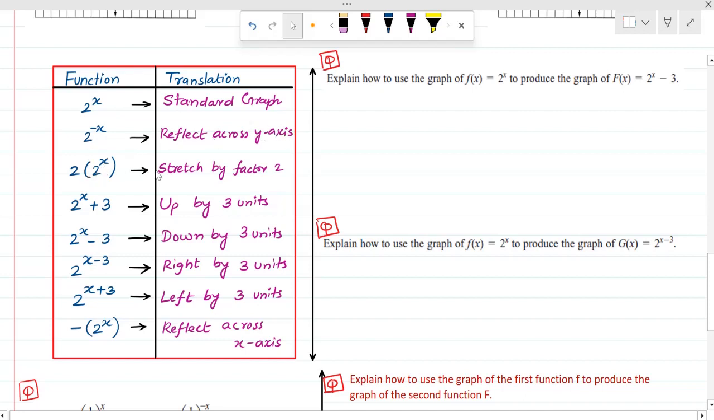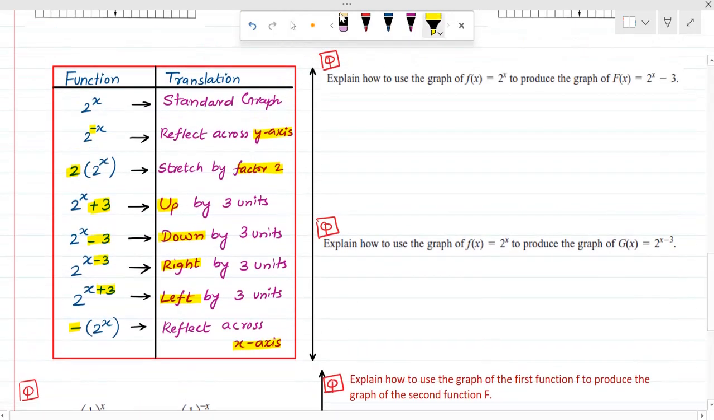If it is multiplied by 2, stretched by the factor 2. If it is 3, we will have a 3 here. Now similarly, x to the power 2 plus 3, so it is up by 3 units. If it is multiplied, it is a factor, stretched by the factor 2. If it is minus 2, down. If the minus is in the power, right. If it is a plus in the power, left. When you have a minus before, it is x-axis. When the minus is in the power, it is y-axis. So this is the summary of this one.